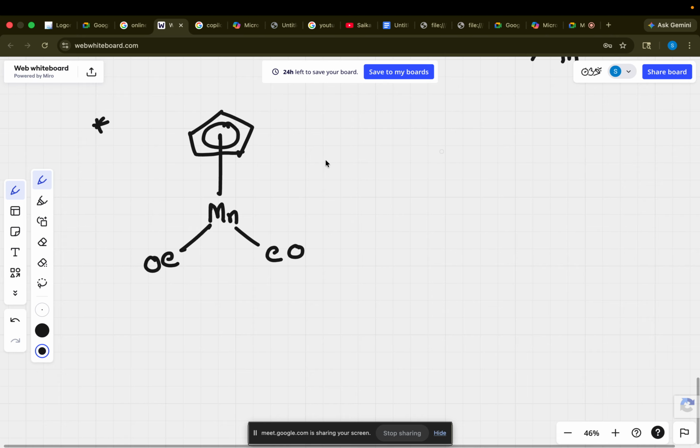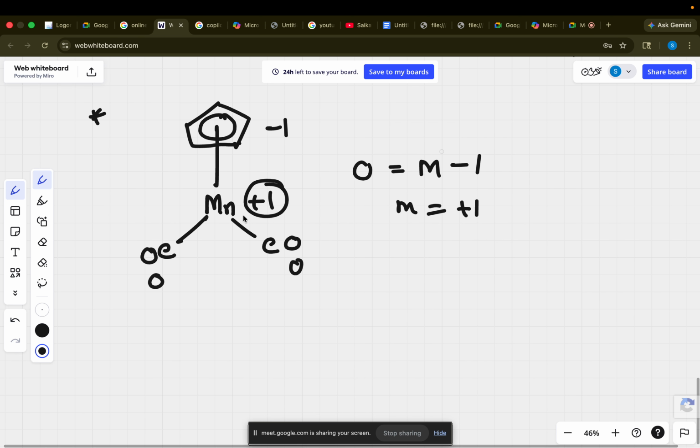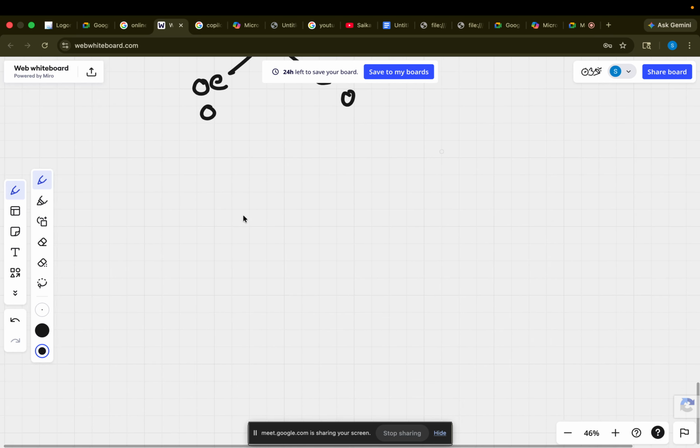Plus 1. So for cyclopentadienyl you will get minus 1, CO will be 0. So again 0 is equal to M minus 1, so M is equal to plus 1. Here also the oxidation state will be plus 1. Okay, fine, done, right? Yes, sir. Okay, fine.